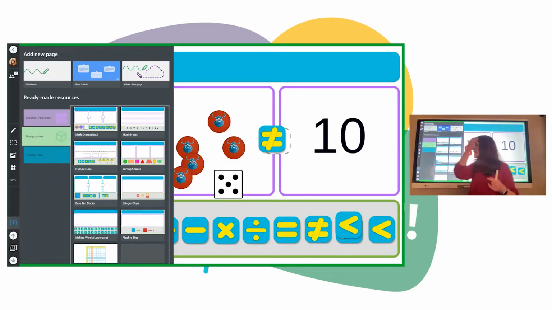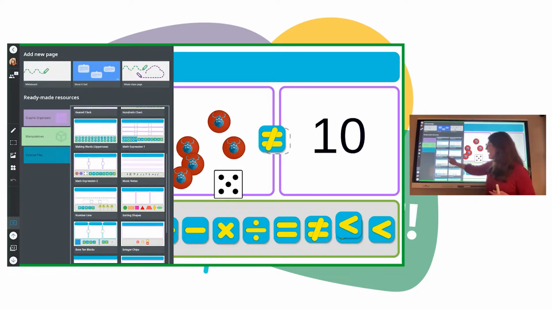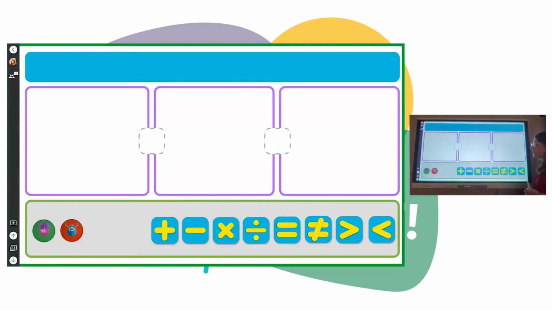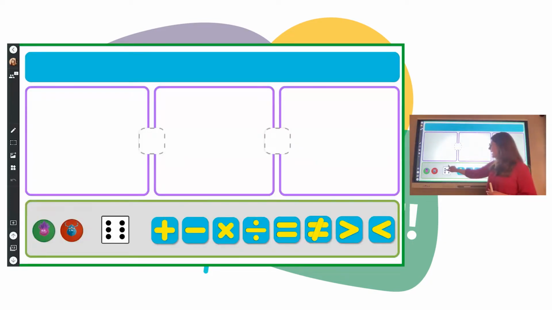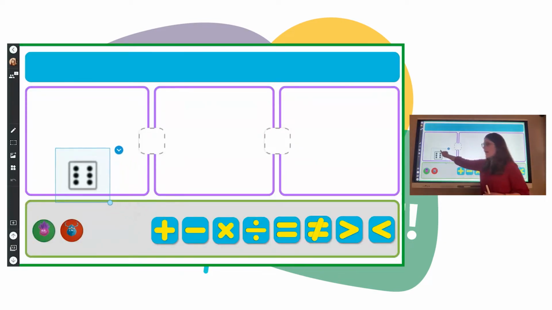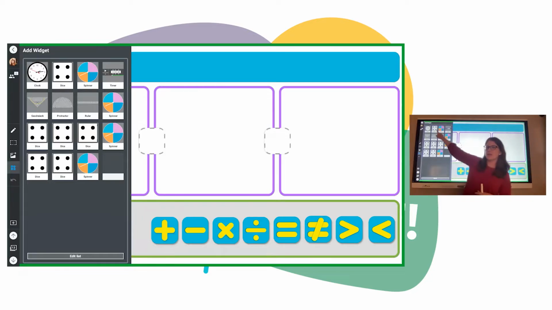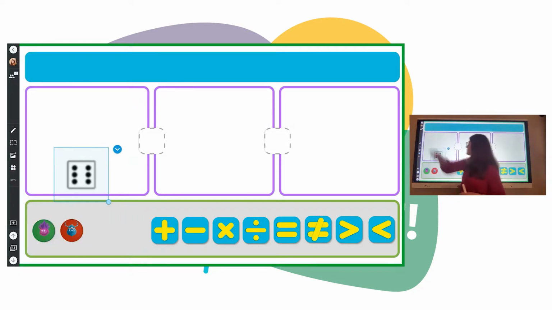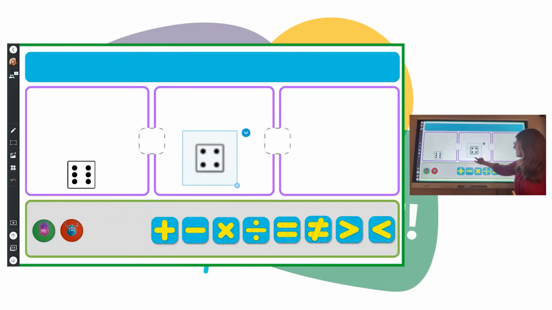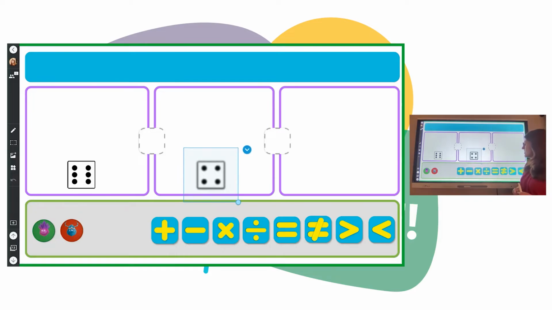So maybe I wanted to add one of those, but I am going to head into this math expressions, and I'm just going to add this one. So you can see I already have one die on the page, and I have 4 dice here. So I'm going back into my widgets, and I'm going to grab my dice, and I'm going to go ahead and add that right there to the page.